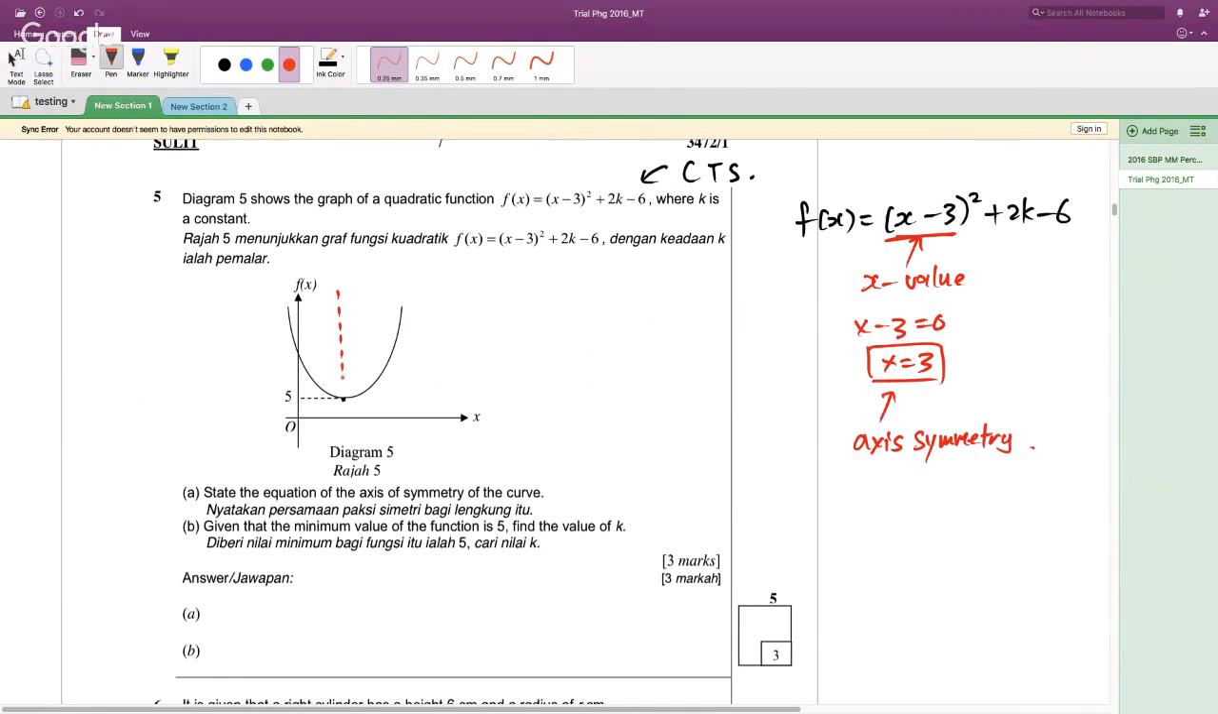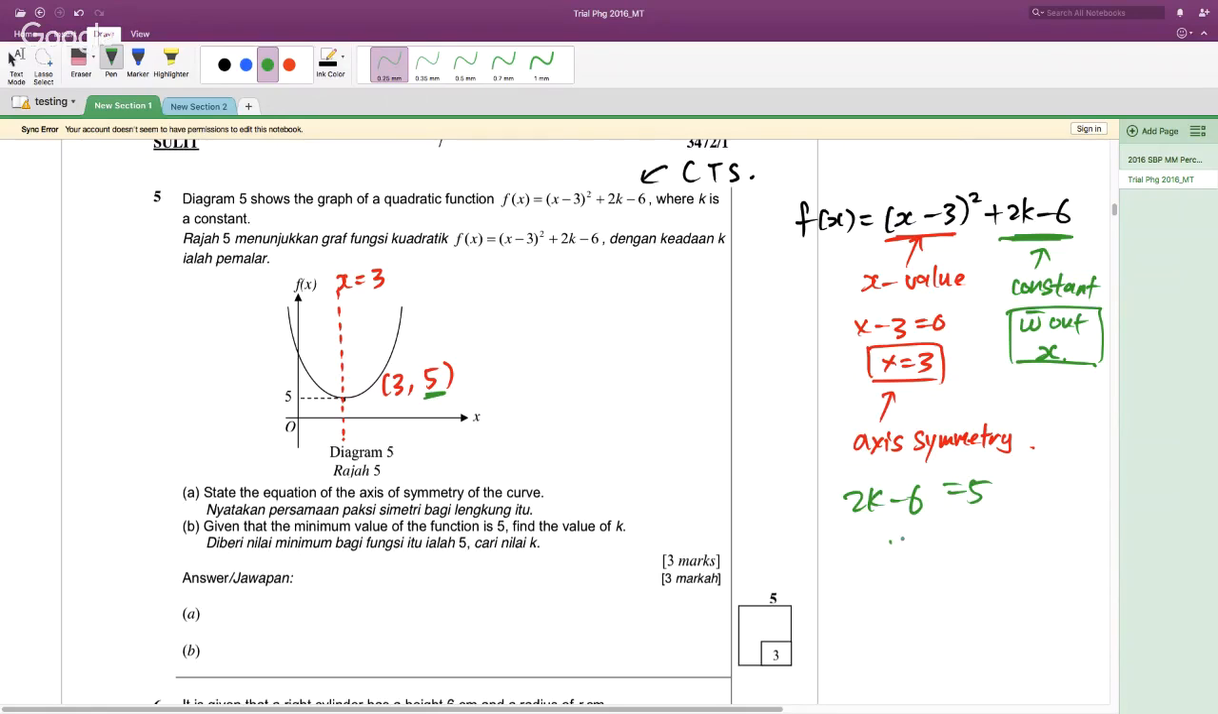So therefore, I know my point here is x equals 3. My minimum should pass through x equals 3, and the y value given is 5. So what is the y value in your completing the square equation? It's at the back here, the part that does not have x. Over here they call it the constant, which also means without x. So therefore, I know my 2k minus 6 is equal to 5. So 2k equals 11, k equals 11 over 2.